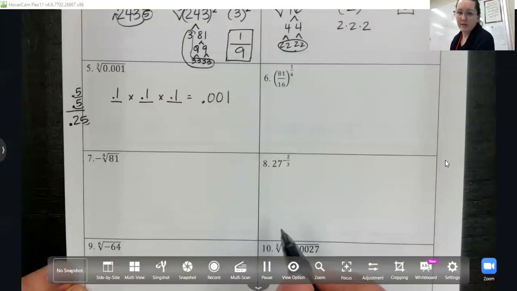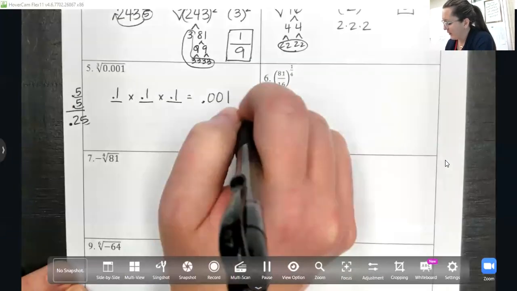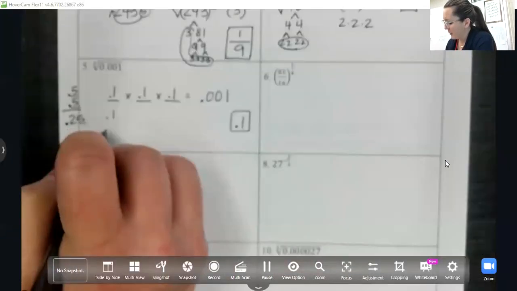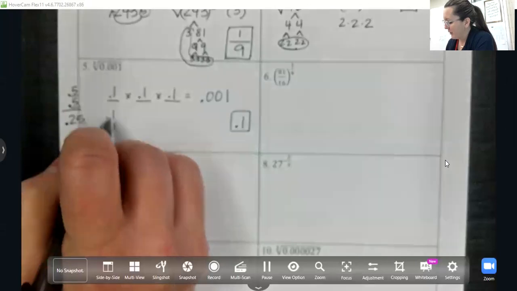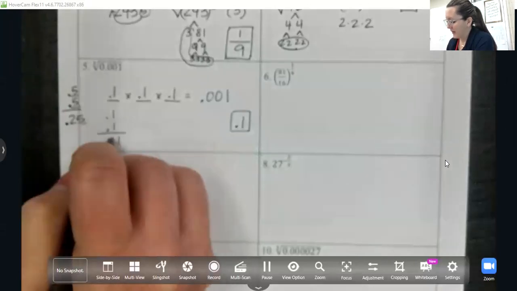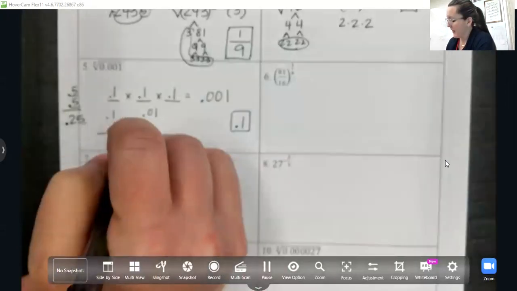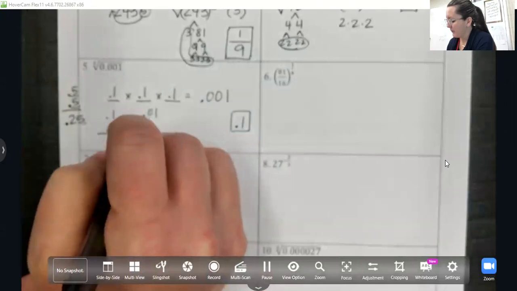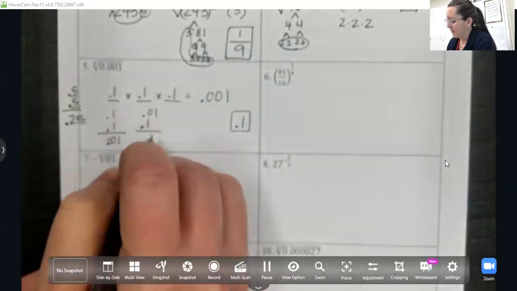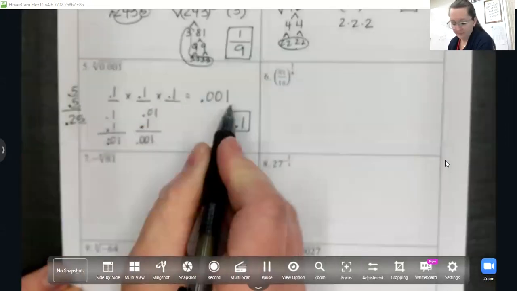So your answer there is 0.1. Now we can test our theory here. 0.1 times 0.1 times 0.1. Well, 0.1 times 0.1 is 1, and then there are two numbers behind the decimal, so it's 0.01. And then I have 0.01 times that last 0.1. 1 times 1 is 1, and I have three numbers behind the decimal. So that gets us our 0.001.